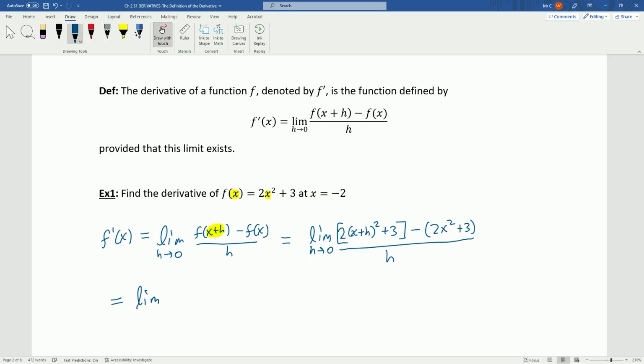And now we're going to solve this like we would any old limit. So we're just going to go ahead and work out some algebra here. I'll go a little bit quickly through this part. (x plus h) squared gives me x squared plus 2xh plus h squared. So 2 times that plus 3 minus 2x squared minus 3. All I've done is distributed that negative there. Now I'll distribute this 2.